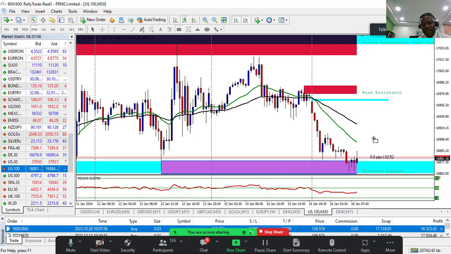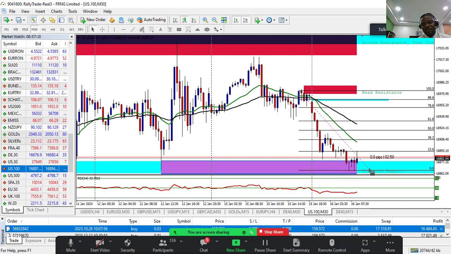Then this is another area. So let me use Fibonacci. I'll draw from the high to the low. So this is another area just above the 61.8. So this region is another area where I can start my selling from.